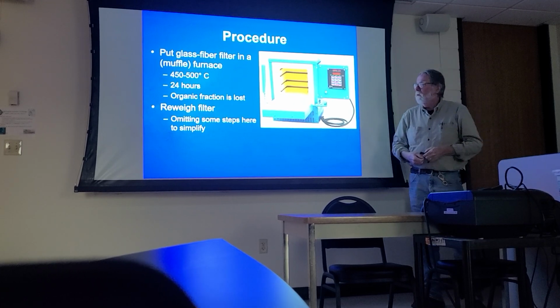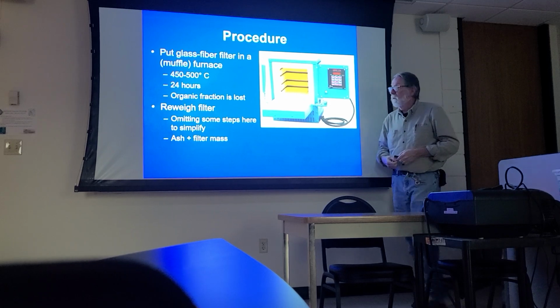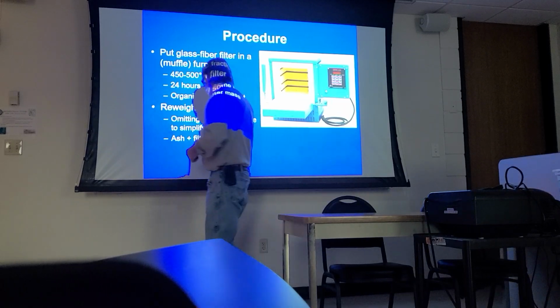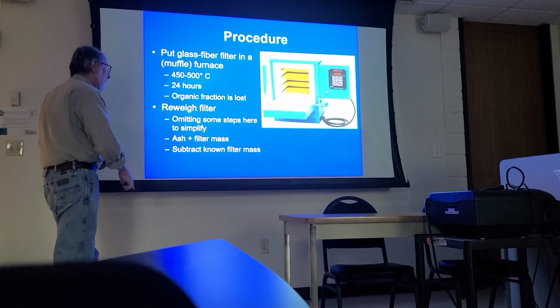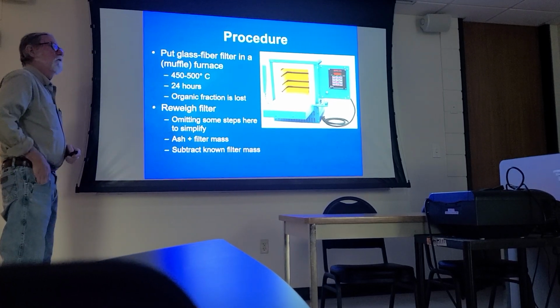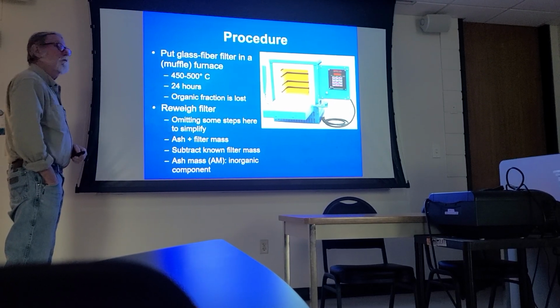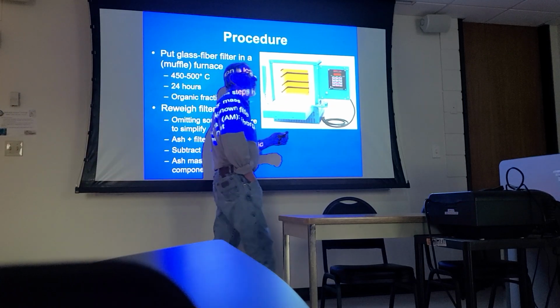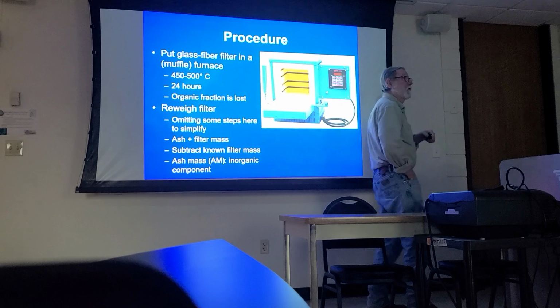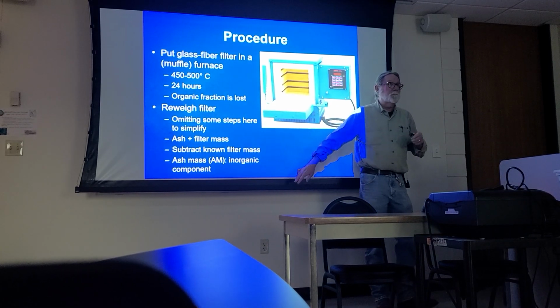So, just to make this simple, what I've got here is the mass of the filter and the ash that's left over. If I subtract what the filter weighed, I now have the ash mass. I know how much inorganic component there was in that sample. So there's my sediment number.